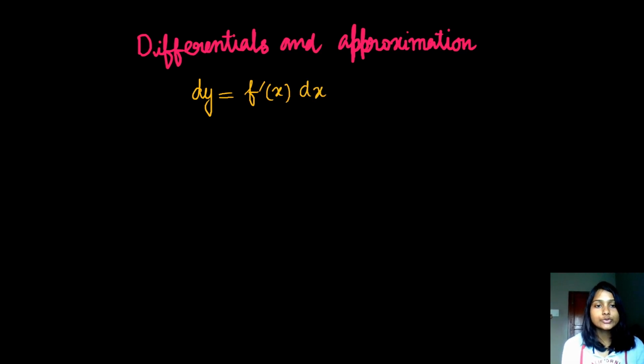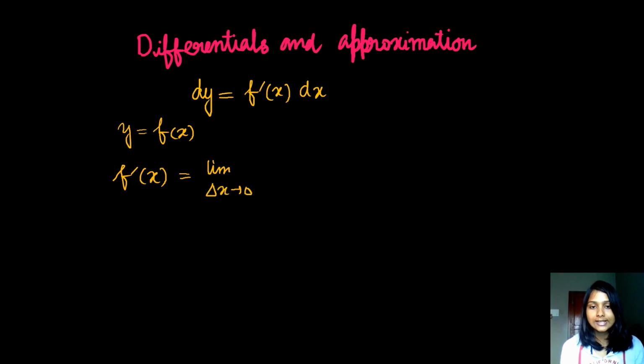Okay, so suppose we have a function y equals f(x), and the derivative is defined as f dash x equals the limit as delta x tends to 0 of delta y by delta x. So delta y is the increment in the y direction and delta x is the increment in the x direction. Let us put it graphically.